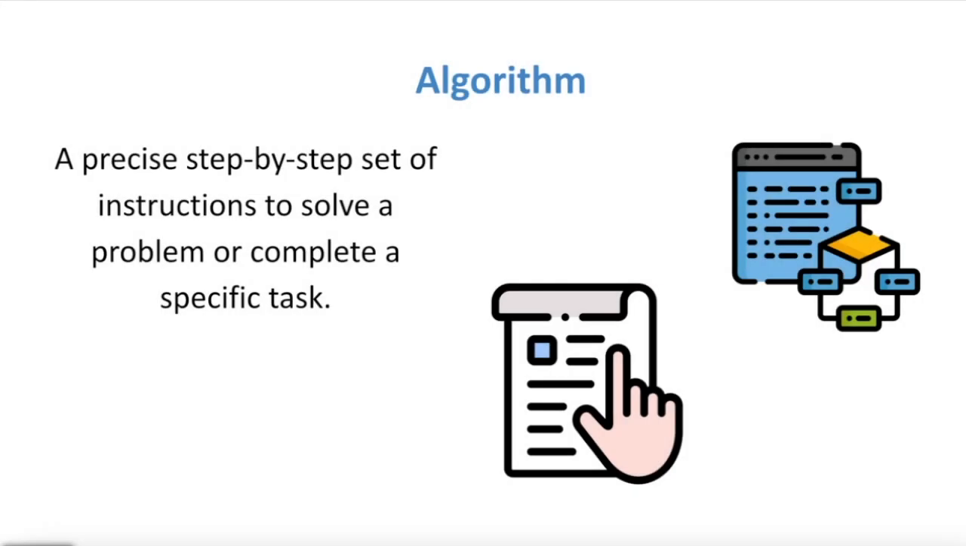A sequence of instructions in the correct order to drive the van from start to finish can be called an algorithm. An algorithm can also be explained as a precise step-by-step set of instructions to solve a problem or complete a specific task.